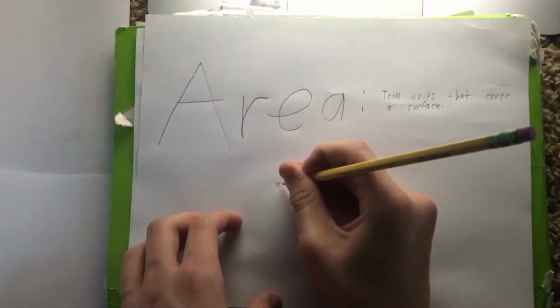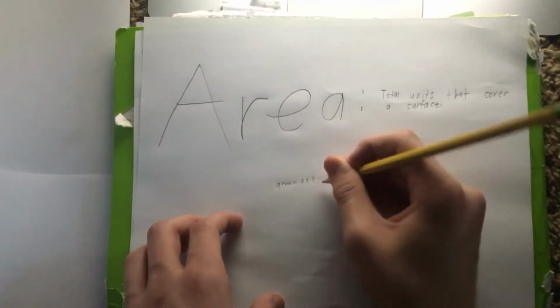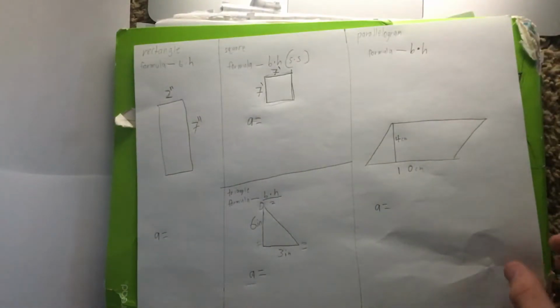So when we do area equals 93.5 inches squared. We always want to put units and we always want to put squared. So we can take a look at some examples here.